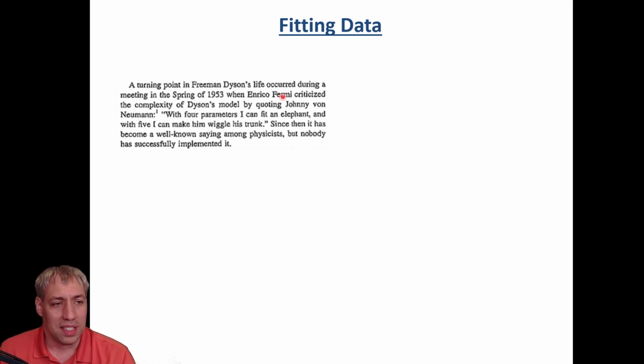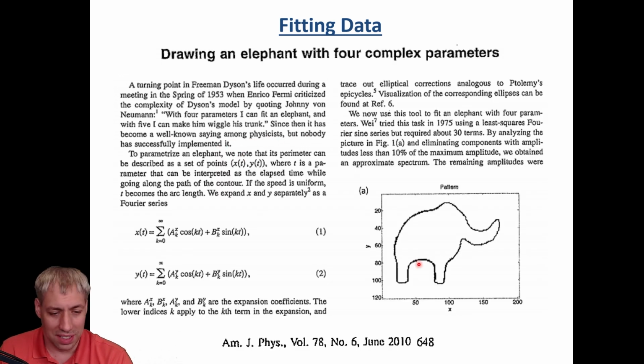A really fun example of this is a story recounted in a paper. A turning point in Freeman Dyson's life occurred during a meeting in the spring of 1953, wherein Enrico Fermi criticized the complexity of Dyson's model by quoting Johnny von Neumann, "With 4 parameters, I can fit an elephant, and with 5, I can make him wiggle his trunk." It's basically saying that if you have enough parameters, you can fit anything, but that doesn't mean it's physically meaningful. What's fun about this quote is it comes from a paper: "Since then, it has become a well-known saying among physicists, but nobody has successfully implemented it." So in 2010, these authors published a paper drawing an elephant with 4 complex parameters. They actually drew the elephant, then had a fifth parameter to make it wag its trunk. Again, the take-home message here is that you can fit with more and more parameters and you'll get a better and better fit.